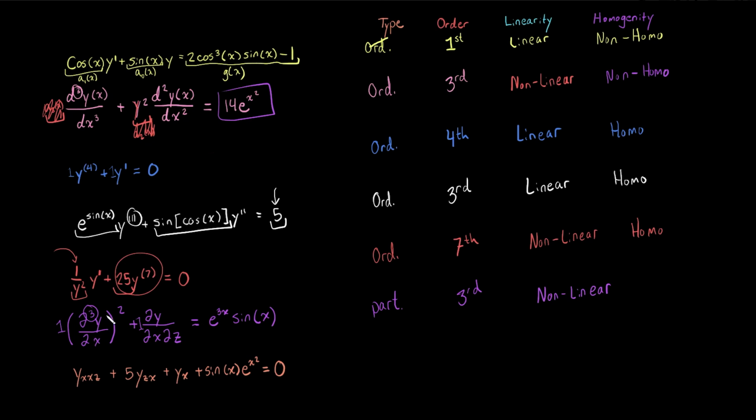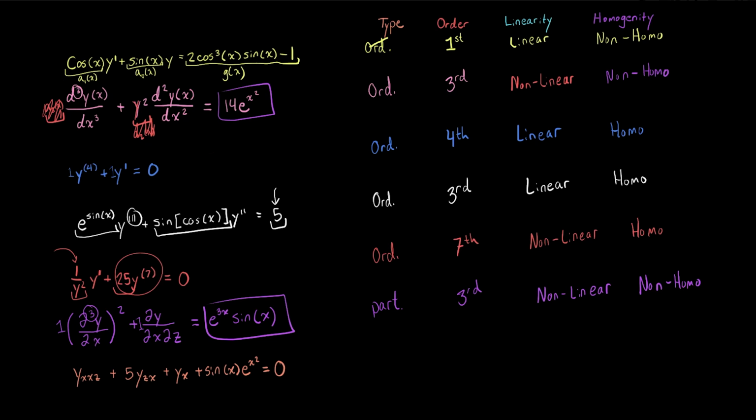Now we'll go over the homogeneity of this. You'll notice that we do have another additive term here. We have an additive term that does not include our dependent variable. And since it does not include our dependent variable, then this must be a non-homogeneous equation.